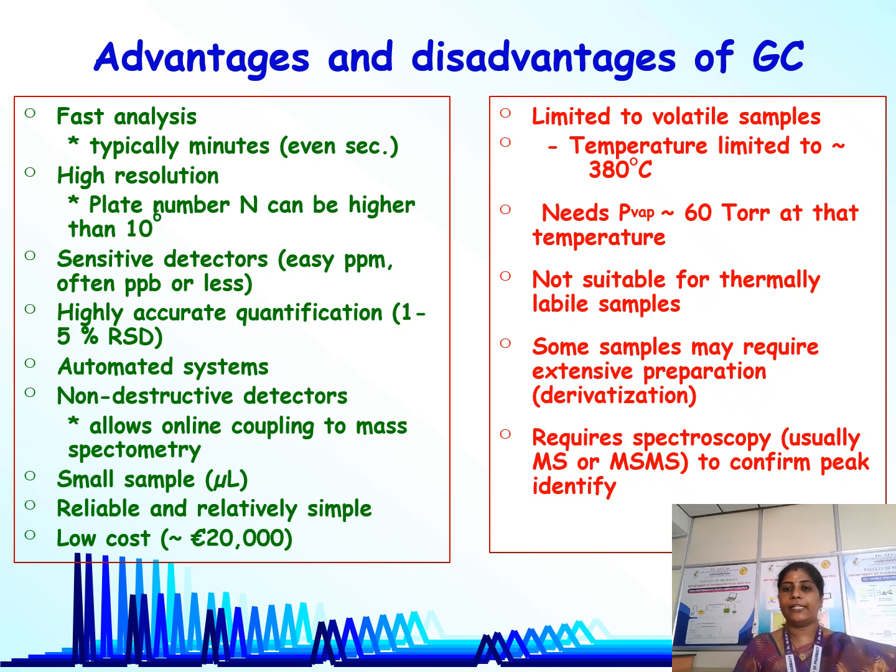Disadvantages: limited to volatile samples, temperature limited to 380 degrees Celsius. Temperatures above this are not recommended for gas chromatography. It needs vaporization, around 60 torr at that particular 380 degrees Celsius. Not suitable for thermally labile samples. Some samples may require extensive preparation. A derivatization process is required for samples that are not volatile at normal temperature. We need to undergo derivatization. Requires spectroscopy, usually mass spectroscopy, to confirm the peak identity.